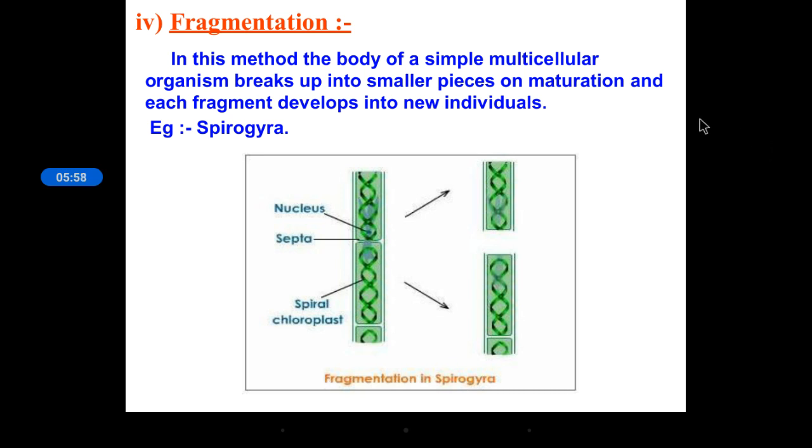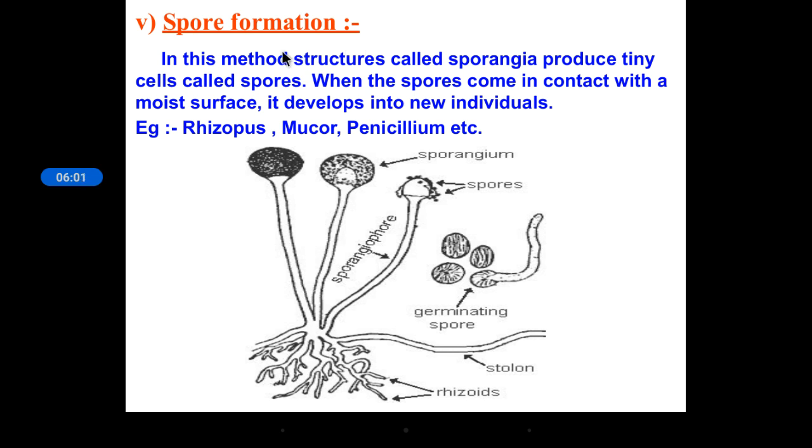Okay, and the next one is spore formation. In this method, the structure is called sporangia. Here you can see sporangia, which consist of spores, which develop into new individuals. When these spores get a suitable climate, that means when they come in contact with a moist climate, they will develop into new individuals. Here you can see the spores germinating into new individuals. The examples are Rhizopus, Mucor, Penicillium, etc. Here the sporangia consist of spores, and when they get suitable climate or moisture, they will germinate into a new individual.